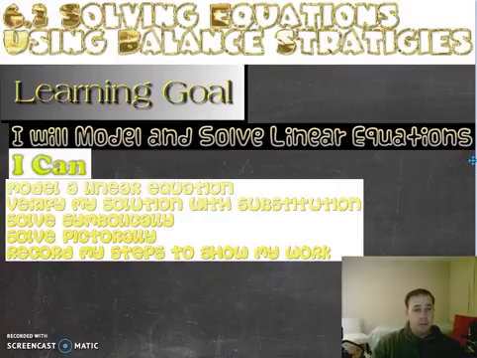Alright, grade 9s, welcome back to lesson 6.2, which is solving equations using balance strategies. So we're just going to reiterate what our learning goal is. It's still the same as 6.1. So I will model and solve linear equations.